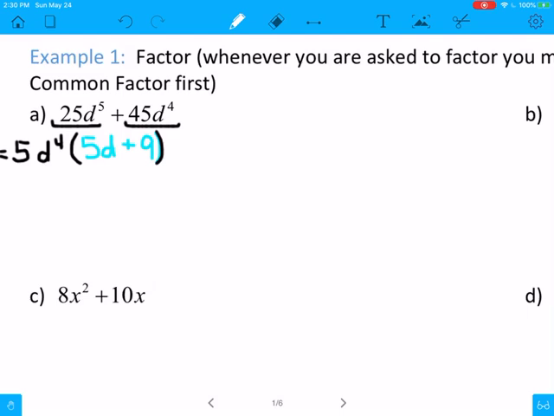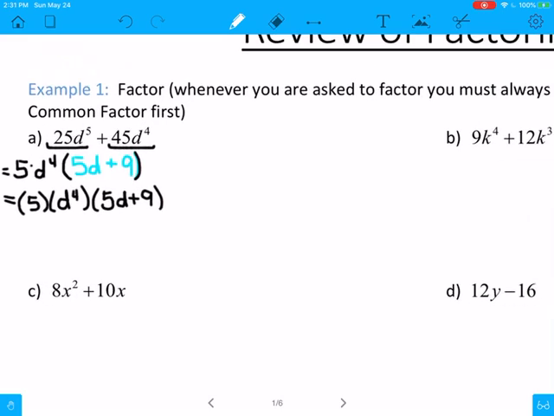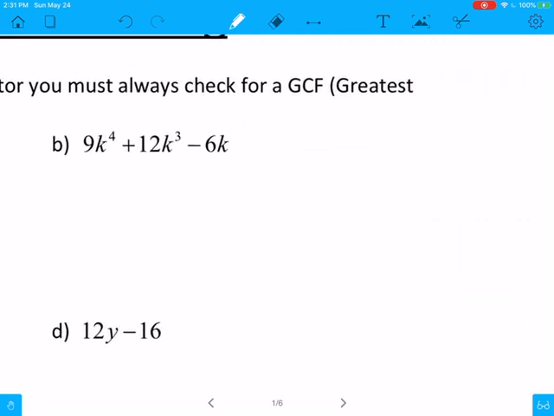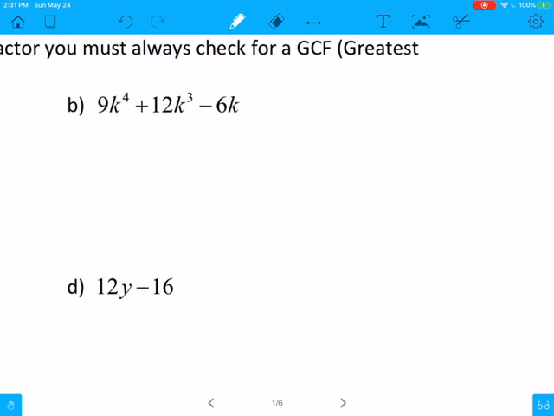Okay? Now the 5 and the D4 are attached by multiplication symbols, so if I want to, and this is what I'm going to hazard you to do for all the next 3 weeks, I'm going to put the 5 in its own bracket, the D4 in its own bracket, and then the 5D plus 9 in its own bracket. And it's factored. Nothing more I can do to that. We're done.